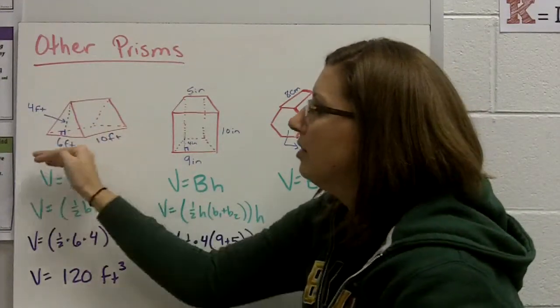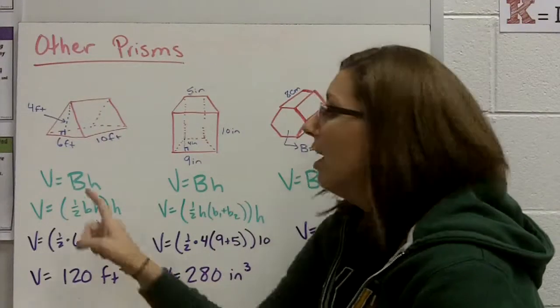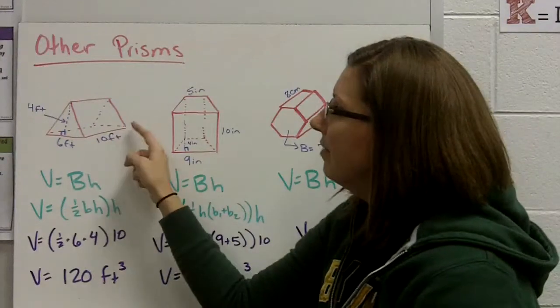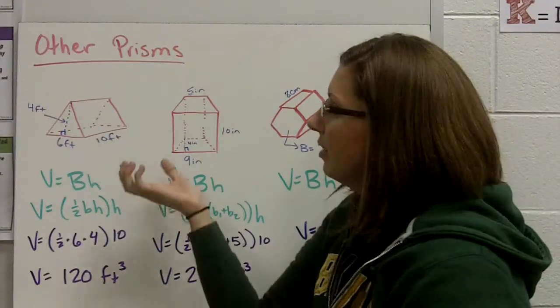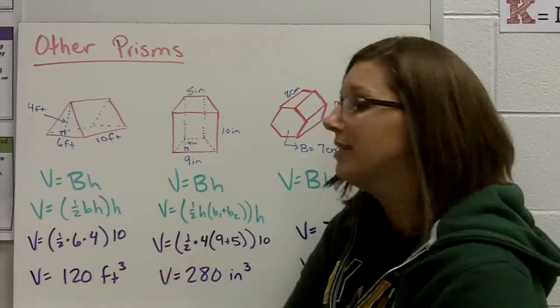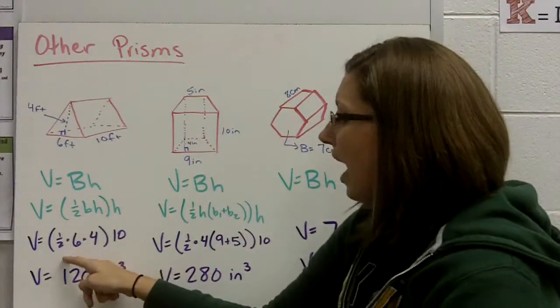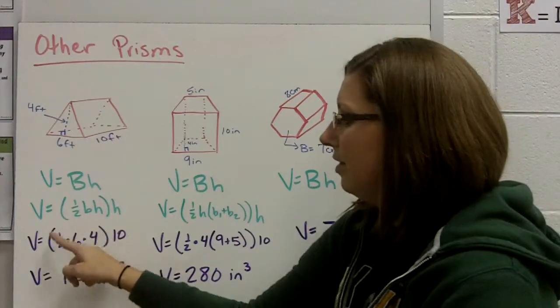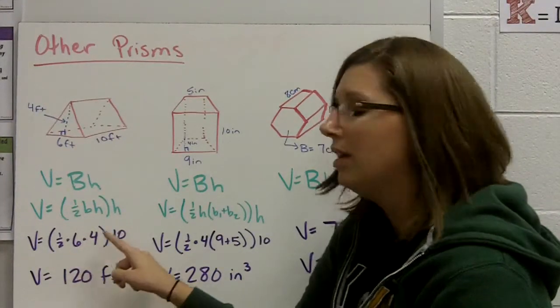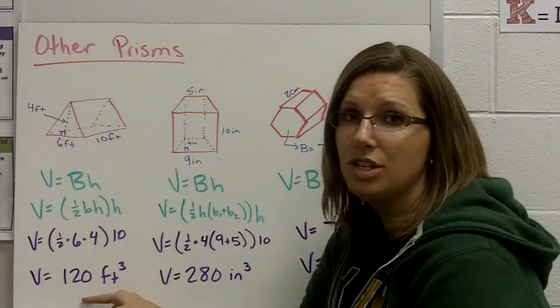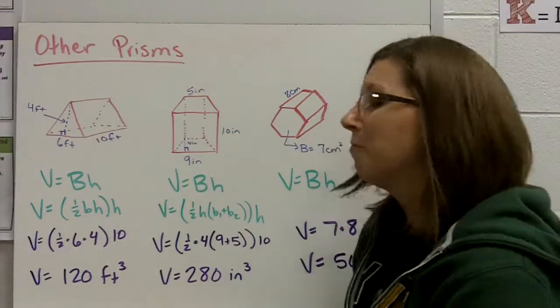So it's where those two lines touch, that's going to be my base, that's going to be my height. And then I need the height of the prism itself. So if I took this prism and sat it on its base, 10 would be how tall it is. So when I do half times base times height, that's the area of the triangle, times the height of the prism, 10, I'll get 120 cubic feet.